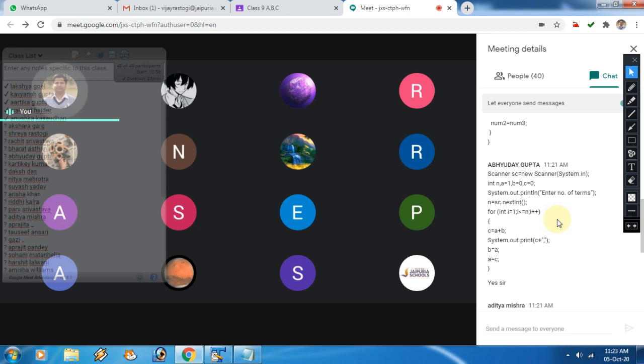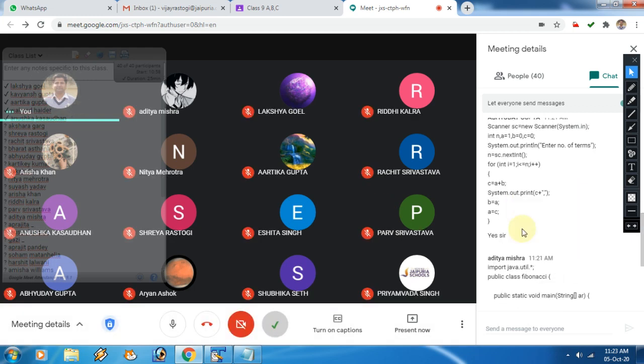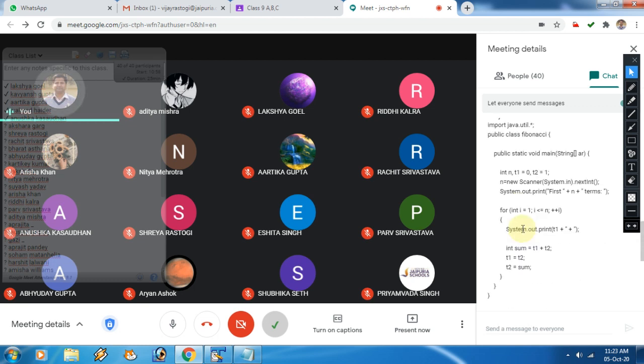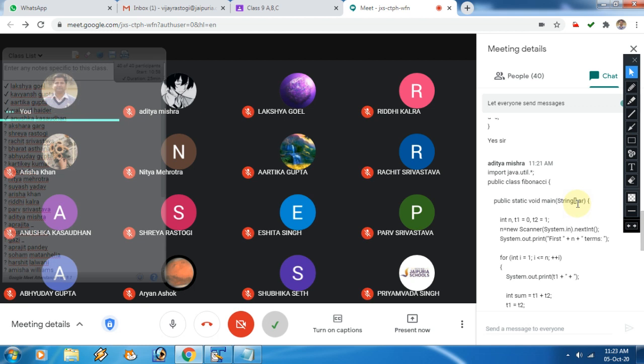Beta, Abhyuday, well tried, but you have made a small mistake. Aditya Mishra, T1, T2, T1 equals T2 and T2 equals sum. And what is T1? Beta, sorry, Aditya, yours is wrong. Please do the correction. But I ran it, it is running. Execute again and give the number of input terms as 1, then you will see the correct output. So what is wrong?